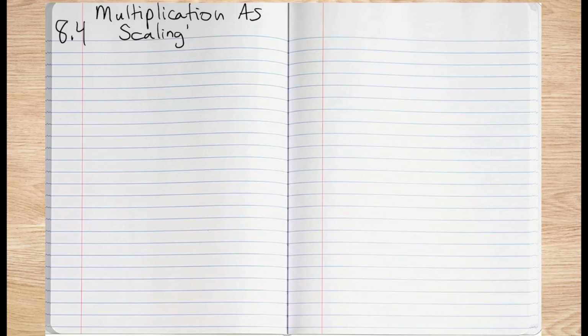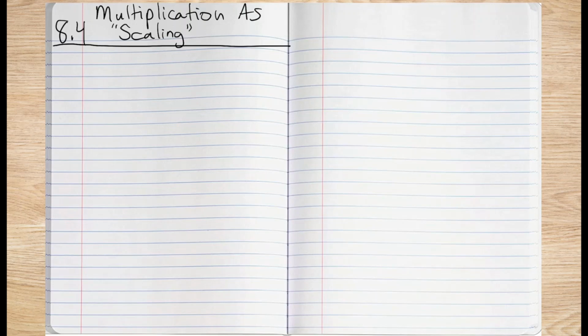All right. So today, for today's notes, we are going to talk about this idea of scaling. So for today's notes, we are going to write 8.4 multiplication as scaling. And I'm going to put quotes around the word scaling because that's a new term, and I want to make sure we start to talk about what it means.